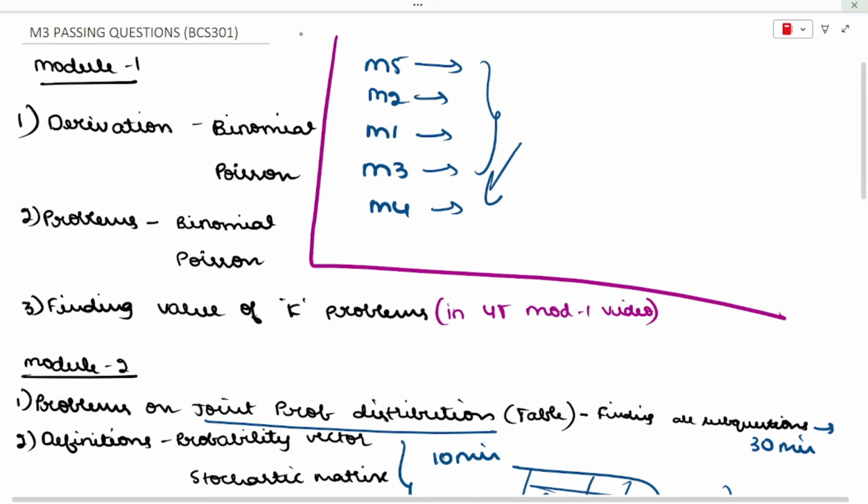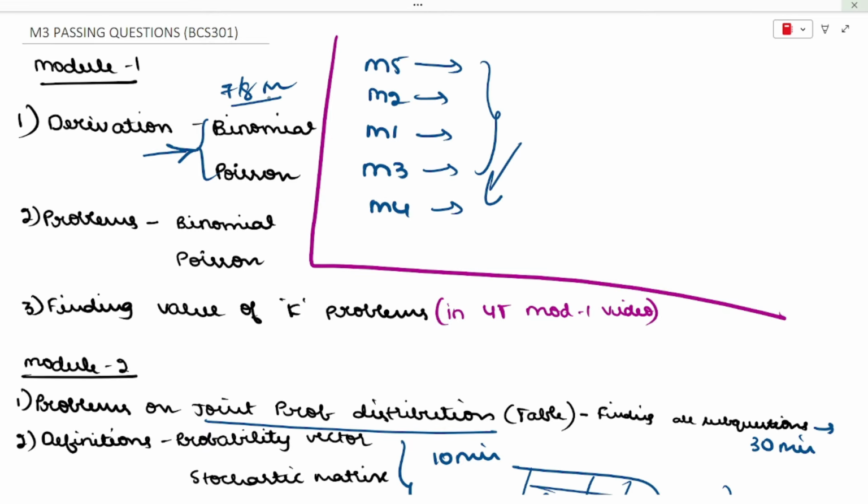Next, you can see these derivations. You have to study this perfectly, so that they may give 7 to 8 marks. That means you are done with half of the first module. Problems on binomial and Poisson I have also done in my videos. All the modules and topics I have mentioned here have been covered in my videos, module 1, module 2 and so on. In this, 7 to 8 marks will be done, and problems related to this will also come, so you can study that too.